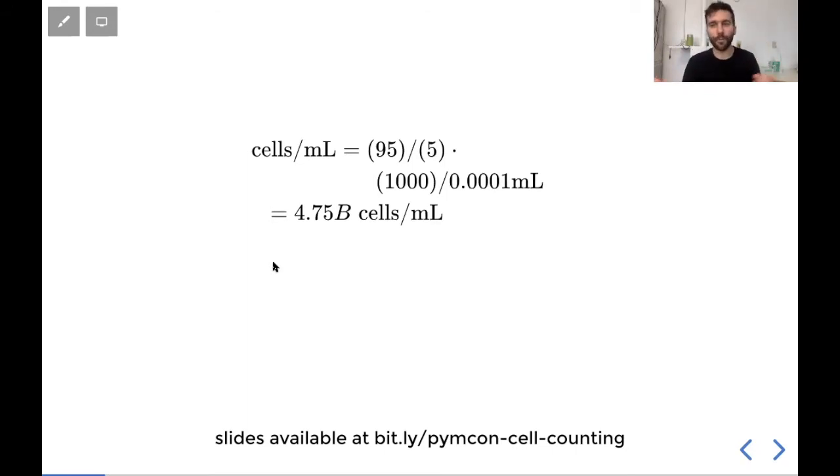You can also see now why, if I didn't dilute, even a quarter of a milliliter or a tenth of a milliliter is just way too many cells. It makes you appreciate how many cells are in this original vial as well. But let's think more about this formula.